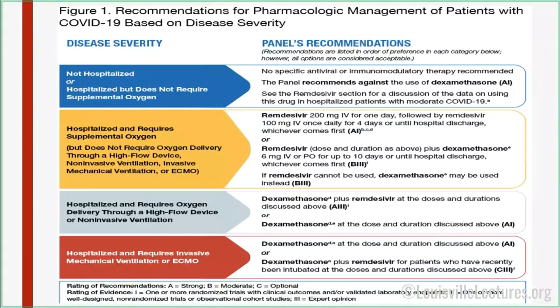At one time, remdesivir was in very short supply, and because of that, dexamethasone can be substituted. If that's still the case, and you still do not have remdesivir available, you can still give dexamethasone. Now, for hospitalized patients that do require high flow oxygen or non-invasive ventilation, but not mechanical ventilation or ECMO, dexamethasone and remdesivir at those previously mentioned doses are recommended. And again, if there's still short supply or remdesivir is not available, dexamethasone can still be given.